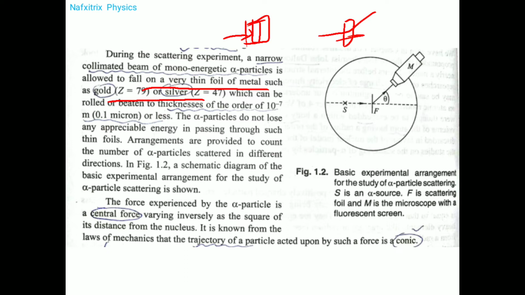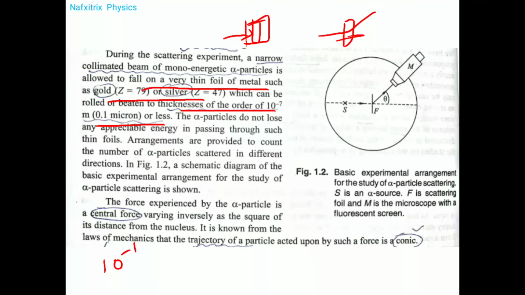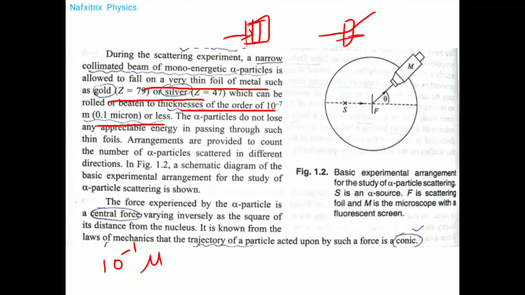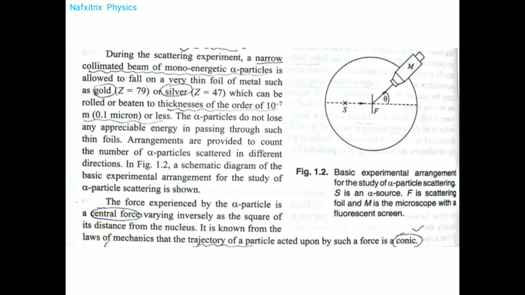The next thing is that these metals could be beaten to a thickness of 0.1 micron. We know that 1 micrometer is 10 to the power of minus 6 meters. Based on that, 10 to the power of minus 7 is nothing but 10 to the power of minus 1 into 10 to the power of minus 6, that is 0.1 micron. So the alpha particles do not lose any appreciable energy passing through thin foils. That's why we need to use thin foils.